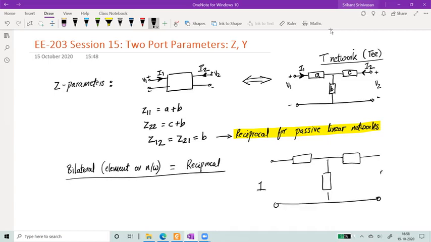This is port 1, port 2. And in place of B, you would have this as Z12. That's equal to Z21. And similarly, this would be Z11 minus Z12 and Z22 minus Z21.